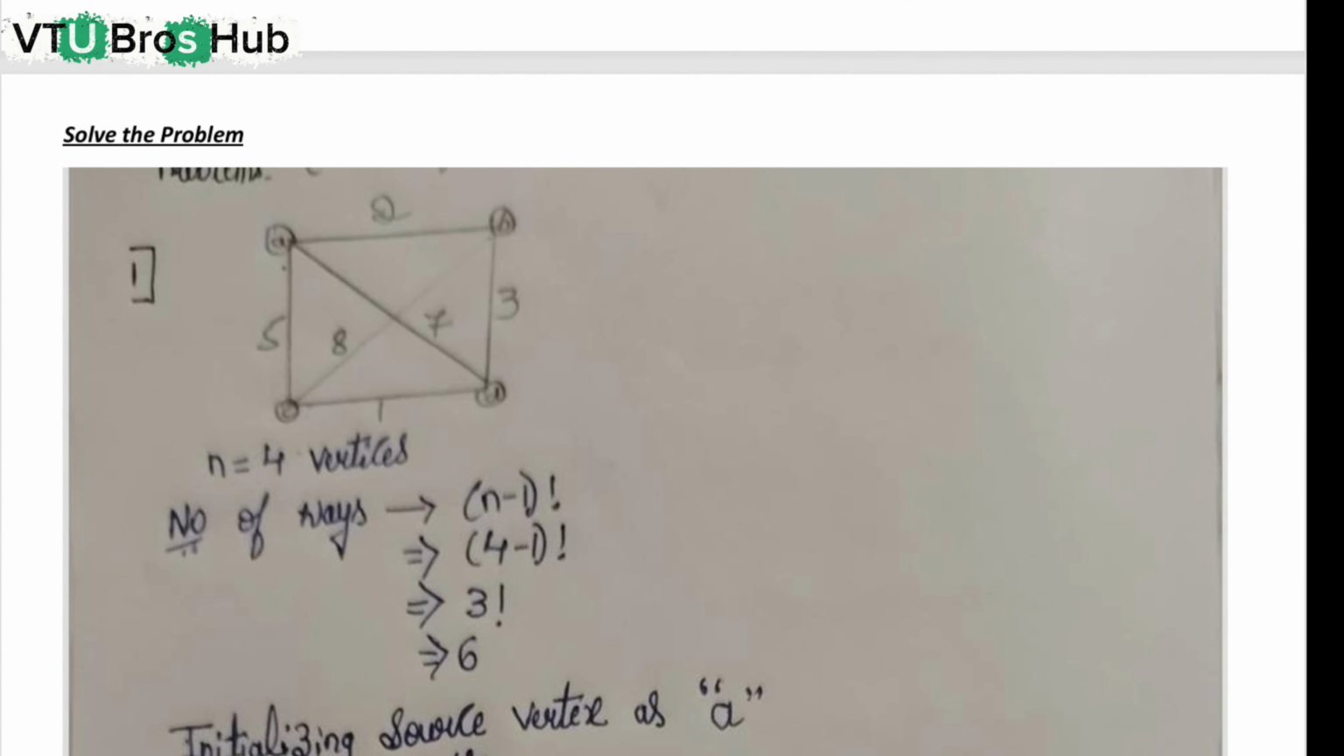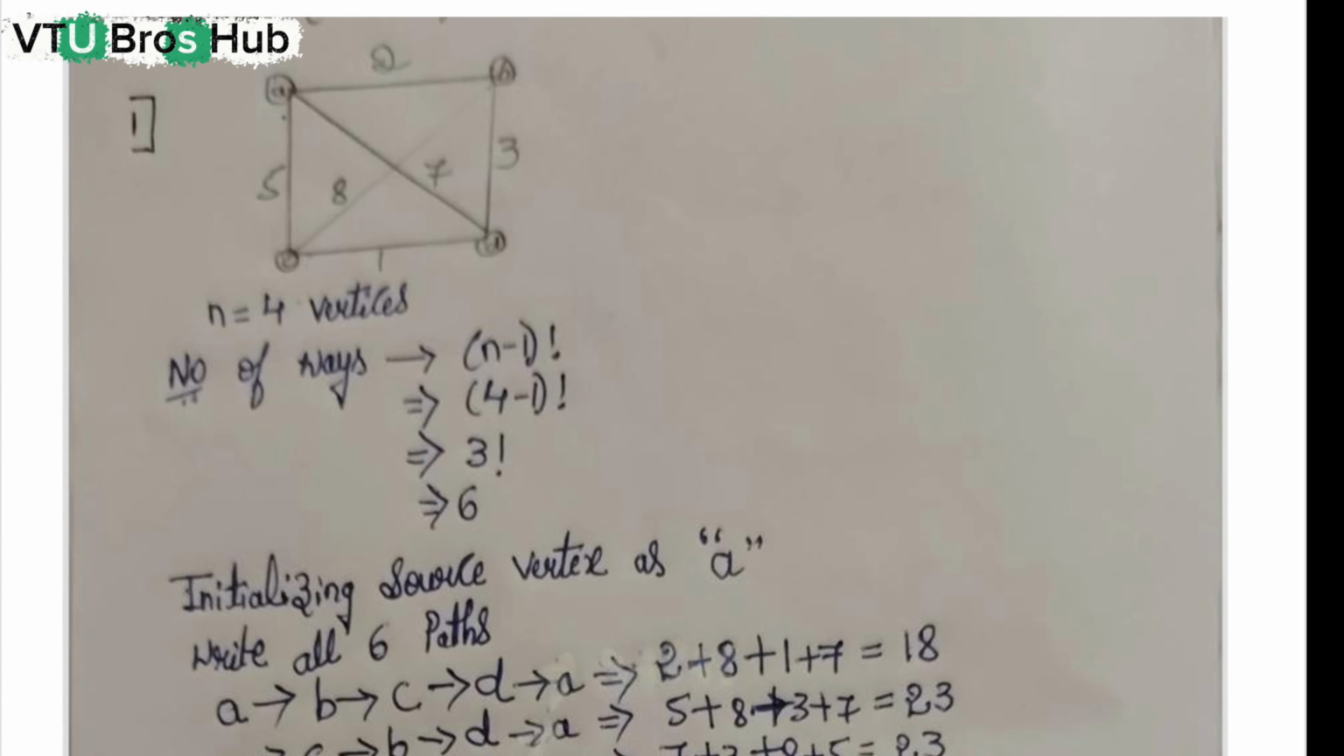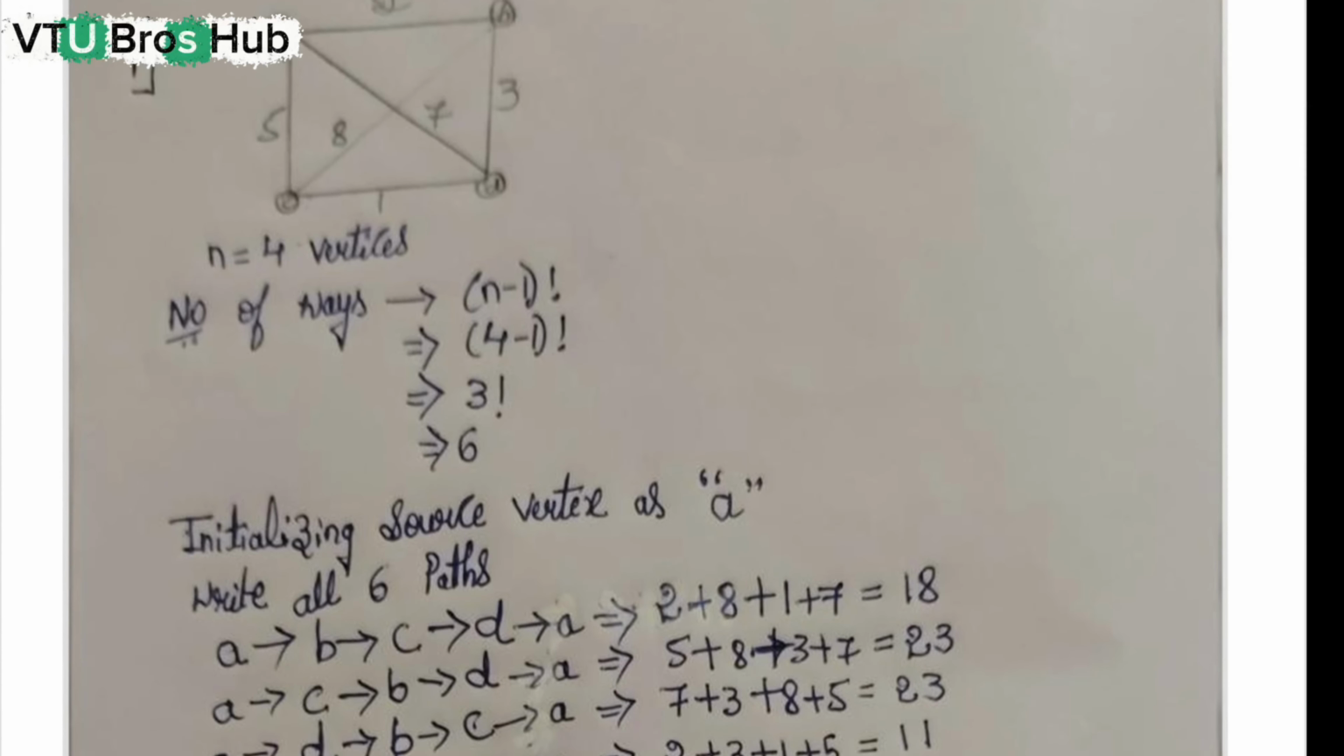Let's now solve a full traveling salesman problem step by step, using the given weighted graph. Question: solve TSP for a graph with 4 vertices and find the optimal Hamiltonian circuit with minimum total cost. First, the number of cities is 4, so the number of possible routes equals (n-1)!, which is (4-1)!, or 3 factorial, giving 6 possible paths.